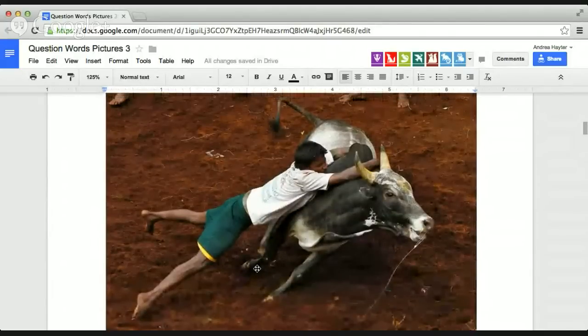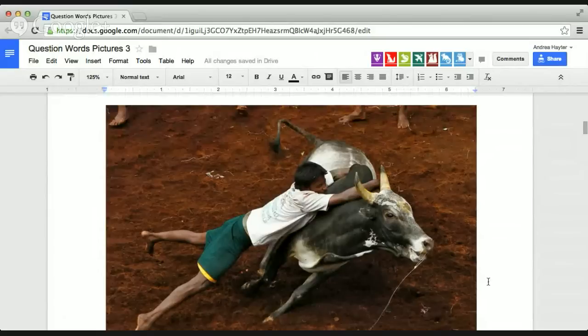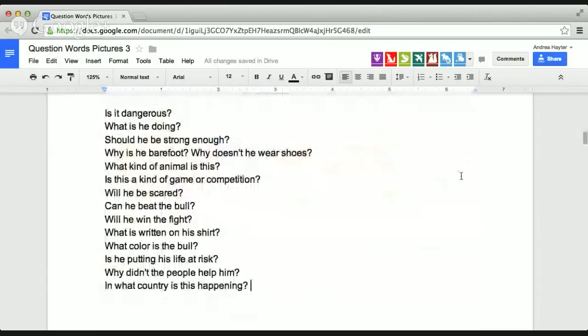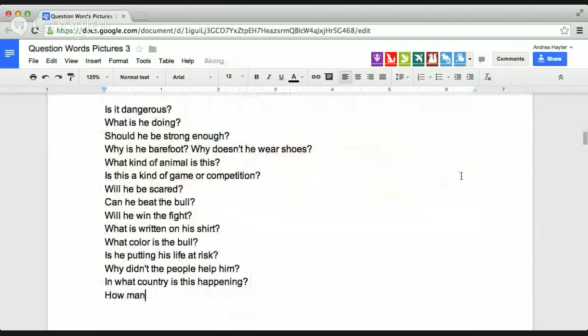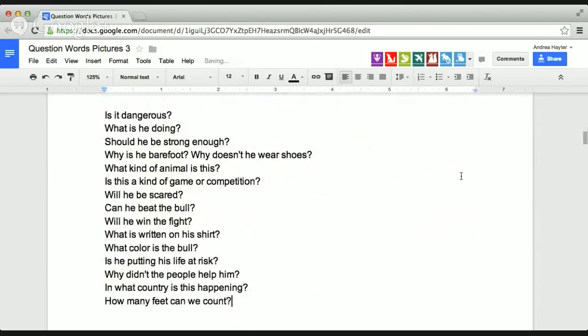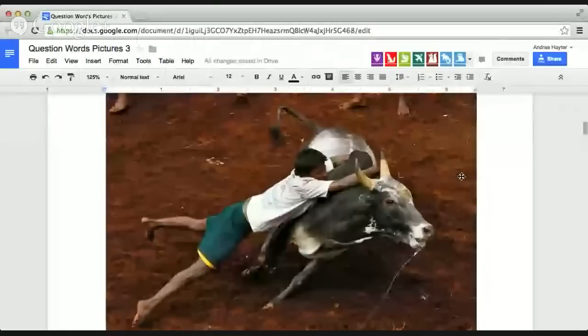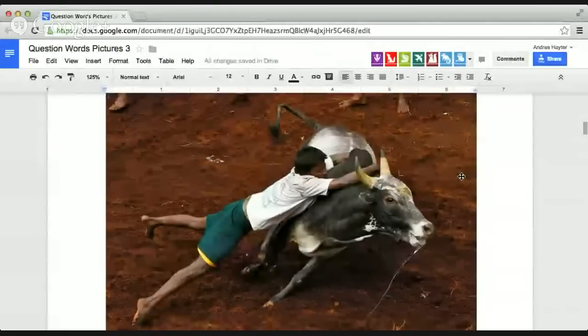How many food can we see? Can we count? Okay. I call them feet. How many feet can we count? Yeah. Plural, yes. Good questions, guys. I didn't think about that one. Okay, anything else?